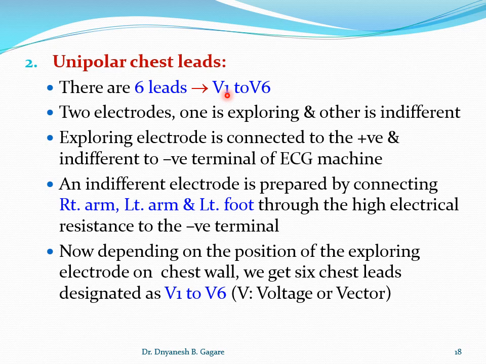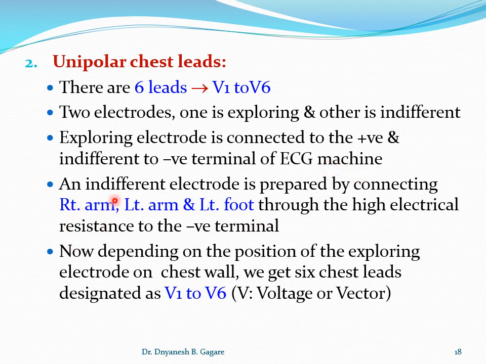In this group, remember, I just told that 2 electrodes are there, one is exploring and the other is indifferent. Our exploring electrode is always connected to the positive terminal and the indifferent electrode is always connected to the negative terminal. Of the two electrodes we use, the exploring electrode is connected to the positive terminal and the indifferent is connected to the negative terminal.